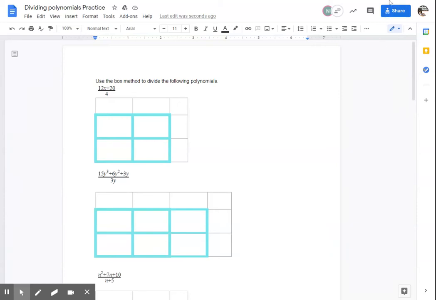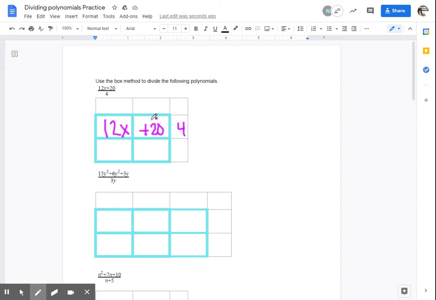Okay, so we're going to be dividing. So let me use the pen from here. This is how we do the first. We're not going to need this bottom one because we only have two terms. So 12x plus 20, and our divisor goes down here.